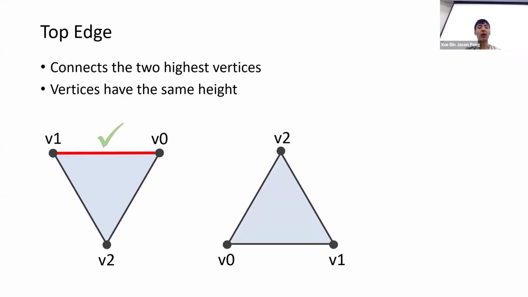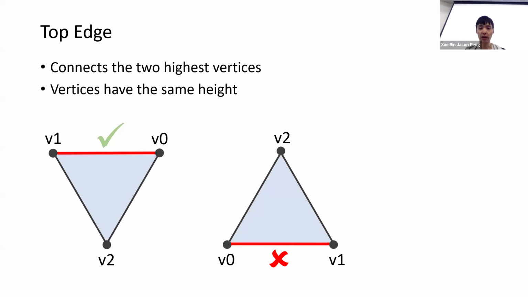Now, let's take a look at a different triangle. Let's say we rotate the triangle a little bit, and then vertex 0 and vertex 1 still share the same height coordinates, so they satisfy the second condition, but vertex 0 and vertex 1 are no longer the two highest vertices of our triangle. So in this case, this is not a top edge. Hopefully that's fairly intuitive. This edge is not the highest edge in the triangle, so it's also not a top edge.